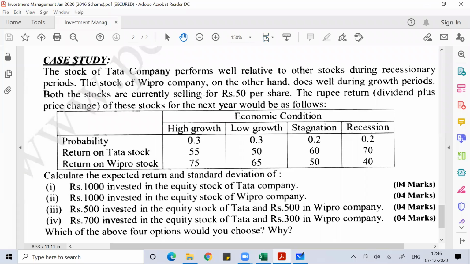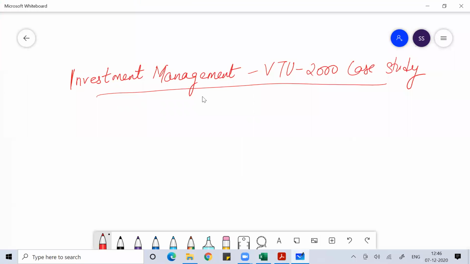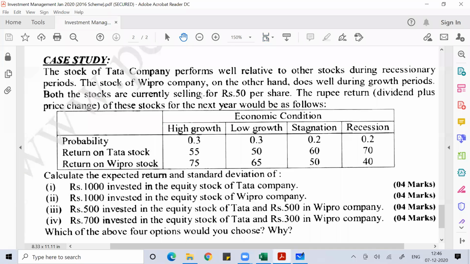Good afternoon, everyone, and welcome to the class on investment management, where we are discussing the VTU 2000 case study. This is part two of the same session which we did in the last class. In the last class, we discussed the first two parts of the question.